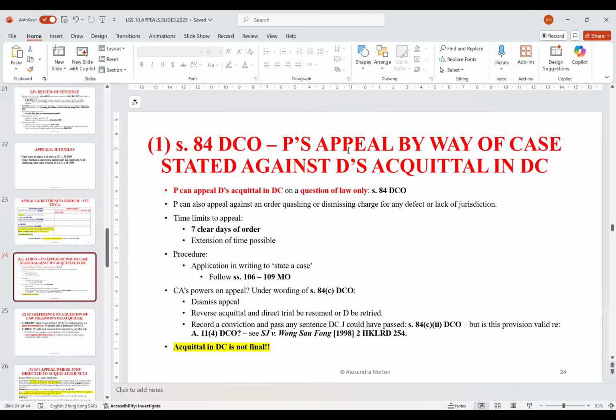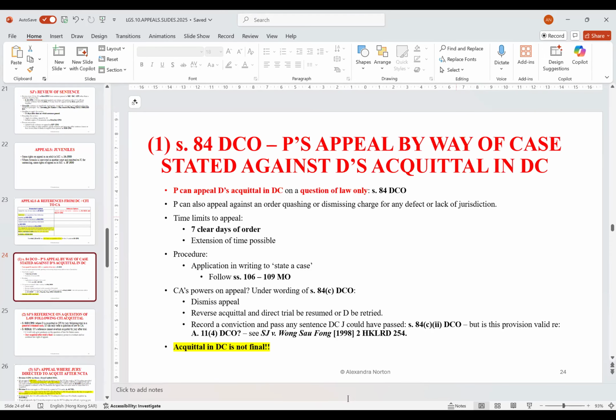Secondly, it only applies to the prosecution, okay, because obviously the defendant is not going to wish to appeal his acquittal. Hey, sorry guys, you let me out, but really I'm guilty. I want to appeal my acquittal, okay? And you can see from the title that it's an appeal by way of case stated. So what we know already about appeals by case stated is that they are limited. You can only appeal on a question of law.